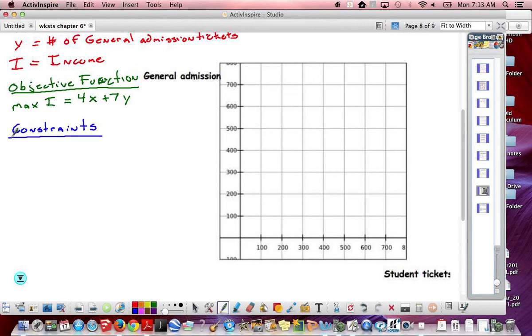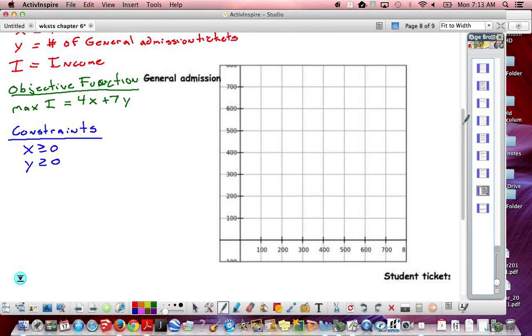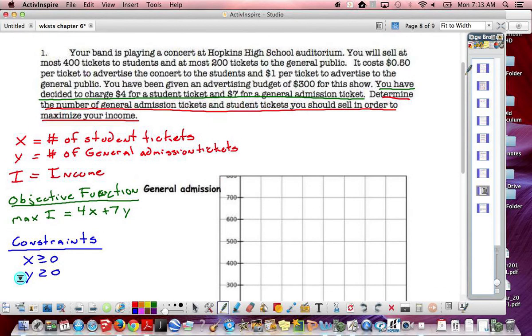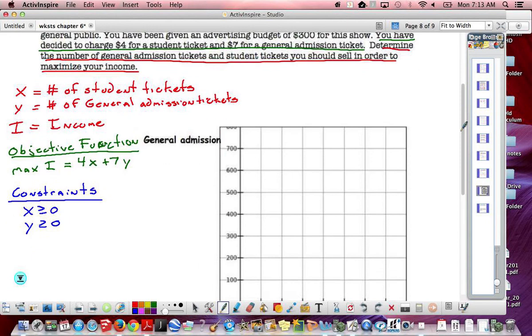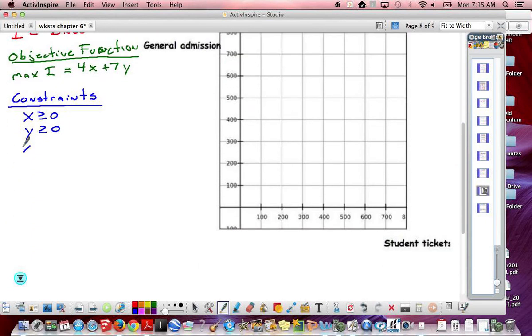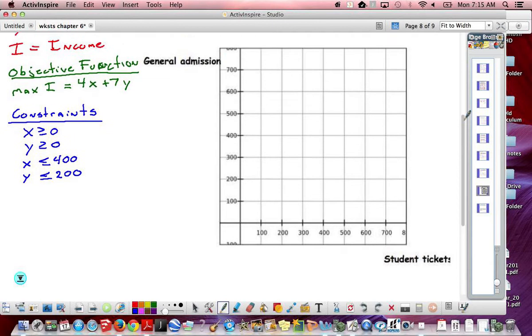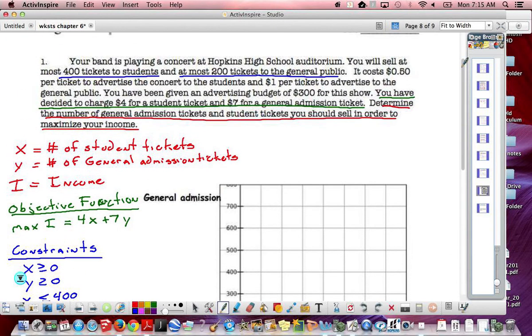So now, we also have to deal with the constraints. This one is a little bit different. We know that x has to be greater than or equal to 0 and y has to be greater than or equal to 0 because you can't sell negative tickets. But we actually have a limit on how many of each ticket we can sell. You can only sell 400 student tickets and 200 general admission tickets. So x has to be less than or equal to 400 and y has to be less than or equal to 200.